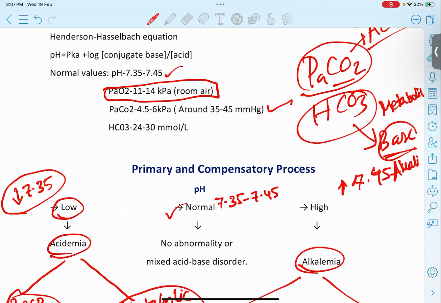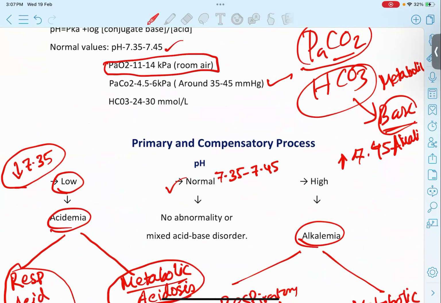If the pH is low, then we will first check: is the PCO2 high, or is the bicarb low? So we will look to see whether it is metabolic or respiratory. Same, if the pH is on the higher end, then we will look at whether the PCO2 is low or the bicarb is high. We will look for whether it's metabolic or respiratory. This is what we check without any compensation.